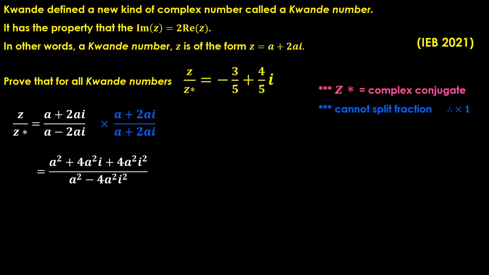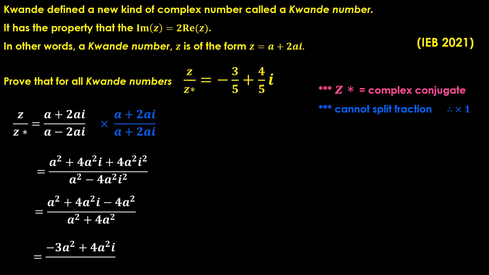Now we can simplify this a little bit further because we know that i squared is negative 1. So if I replace i squared with negative 1 in the numerator, we end up with minus 4a squared as a final term. And if I do the same in the denominator, I end up with plus 4a squared as the final term. And if we simplify further, we will end up with minus 3a squared plus 4a squared i in the numerator and 5a squared in the denominator.